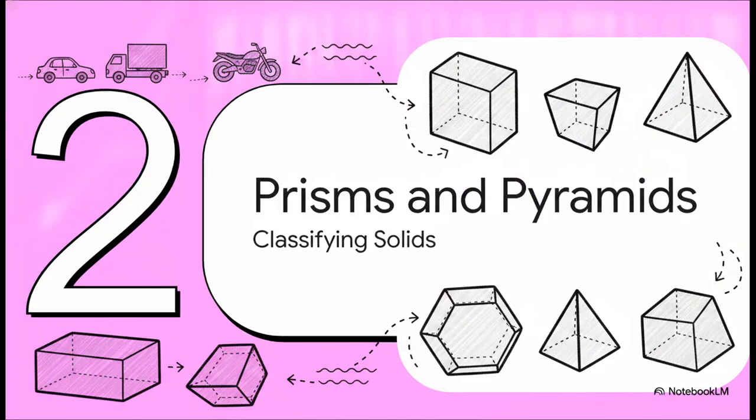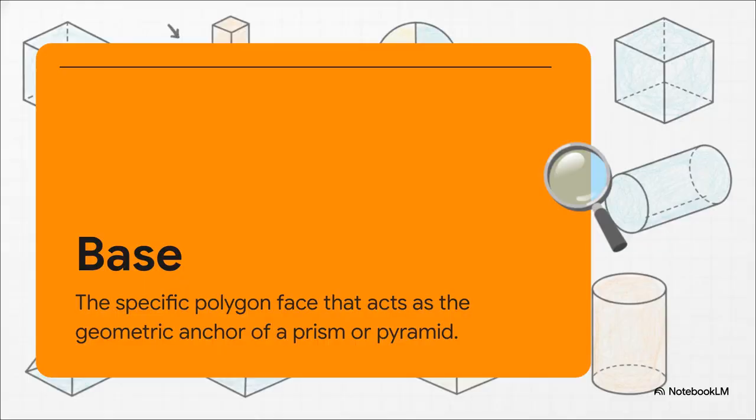Moving right along to section 2, classifying prisms and pyramids. Okay, so just calling something a polyhedron is kind of like calling a Ferrari just a vehicle. We need to be way more specific. The absolute most crucial thing here is that you don't just look at the sides. You have to look at the base to figure out what the shape actually is. The base is the geometric anchor. It literally dictates the mathematical identity of the entire figure.